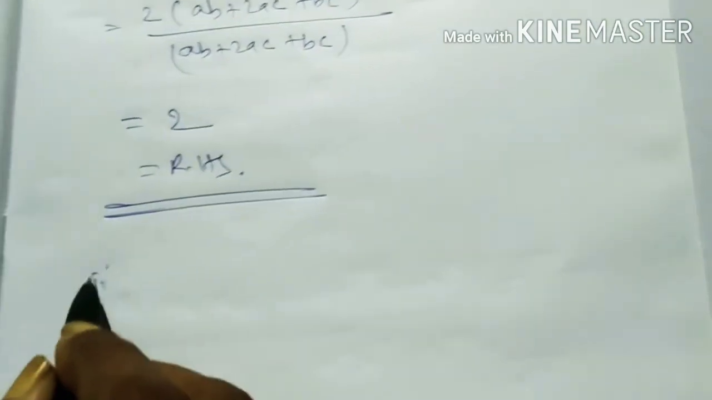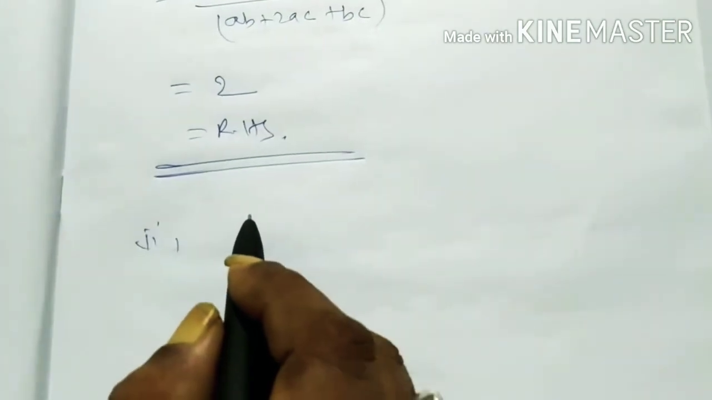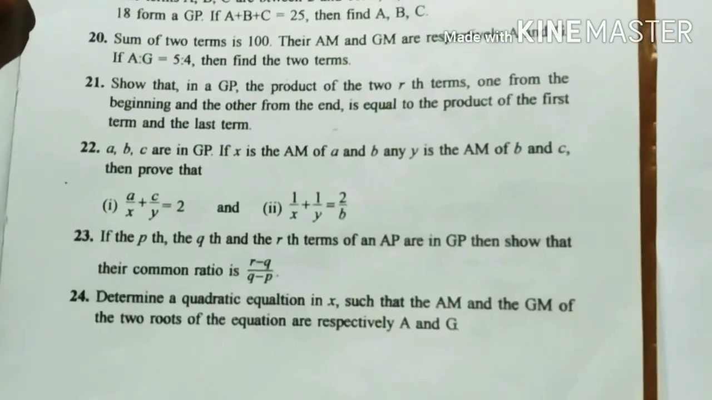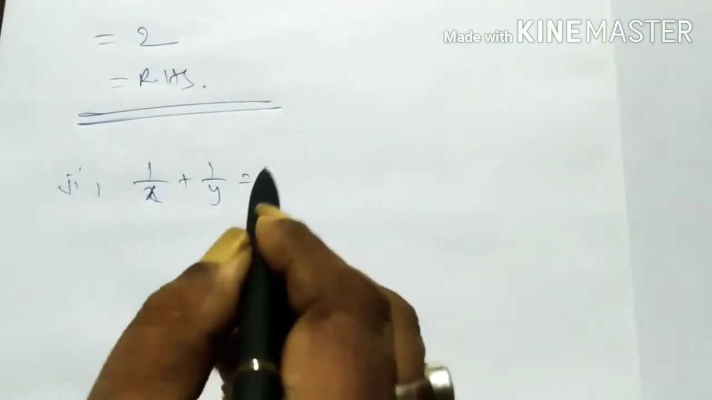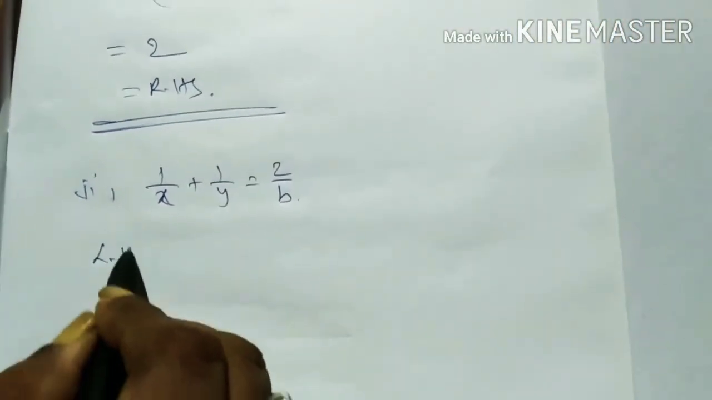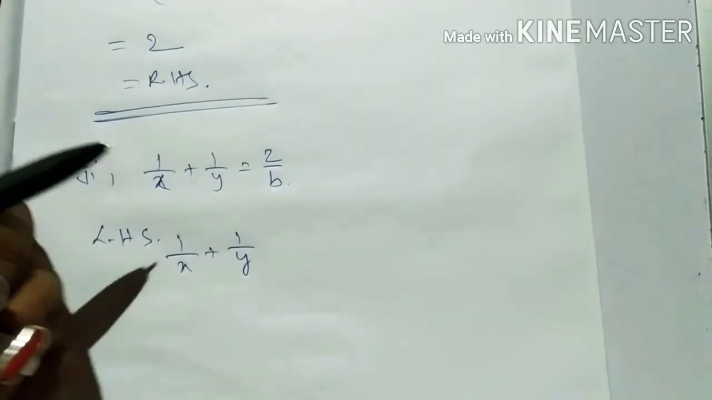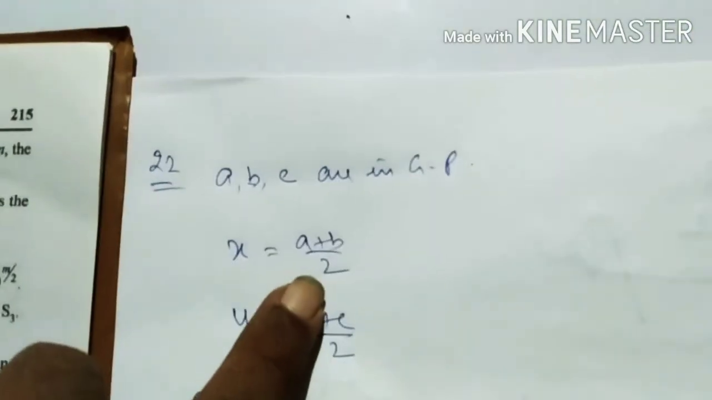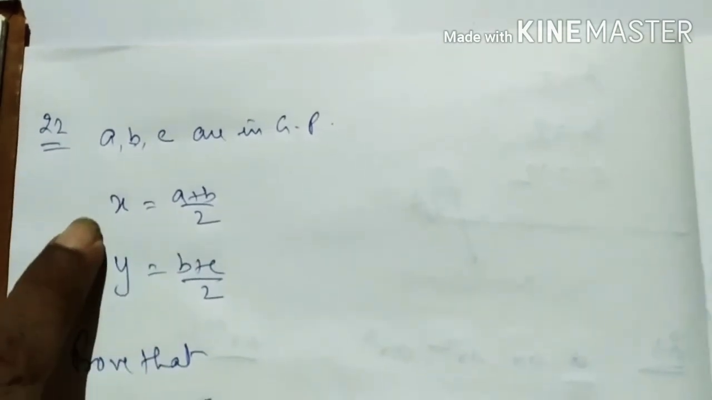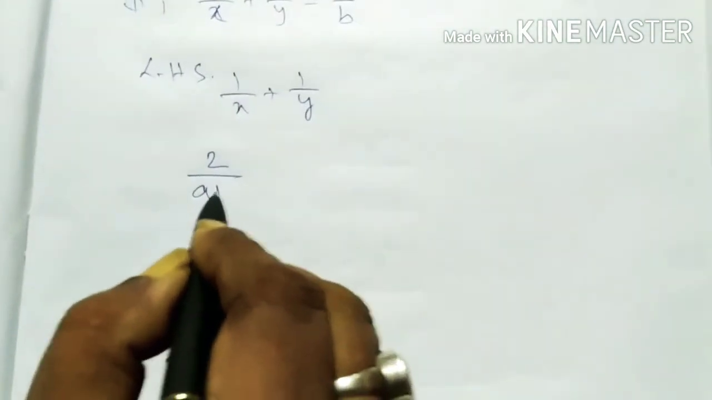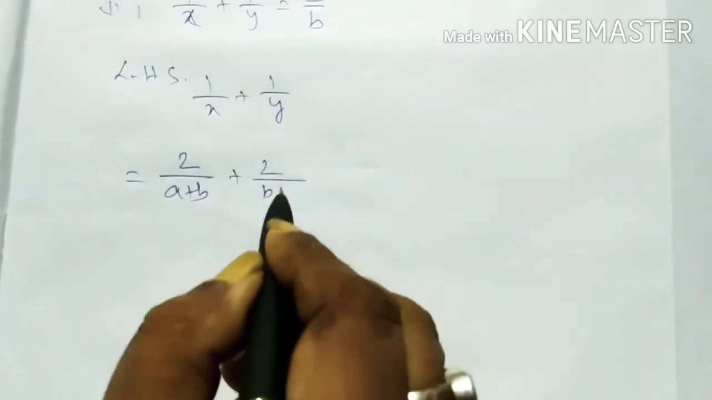Now your second part of the proof, this is question number 22 I have written here. Your second part is this: 1 by X plus 1 by Y is equal to 2 by B. Left hand side, 1 by x plus 1 by y. Your value, x is equal to a plus b by 2, so 1 by x will be equal to 2 by a plus b, and y is equal to b plus c by 2. Therefore 1 by y will be equal to 2 by b plus c.